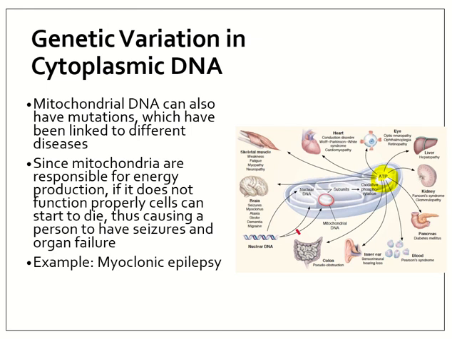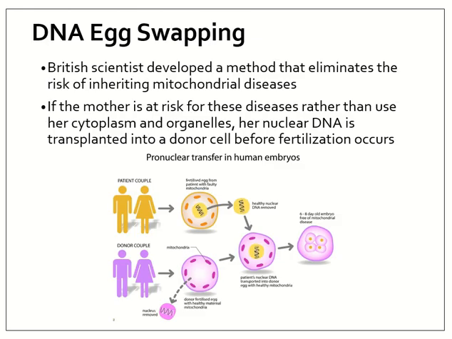What scientists have come up with is, the common name is DNA egg swapping, but the actual scientific name is pronuclear transfer. If a mother has a mutation in her mitochondrial DNA, it is pretty much 100% that her child will have that disorder as well. If the father has it, there's almost a 0% chance. There's that slight little one, but the majority of the time the father doesn't pass it to the child. So if you have a mother who has a mitochondrial disorder, how does she prevent her child from getting it? Because her chances are very high.